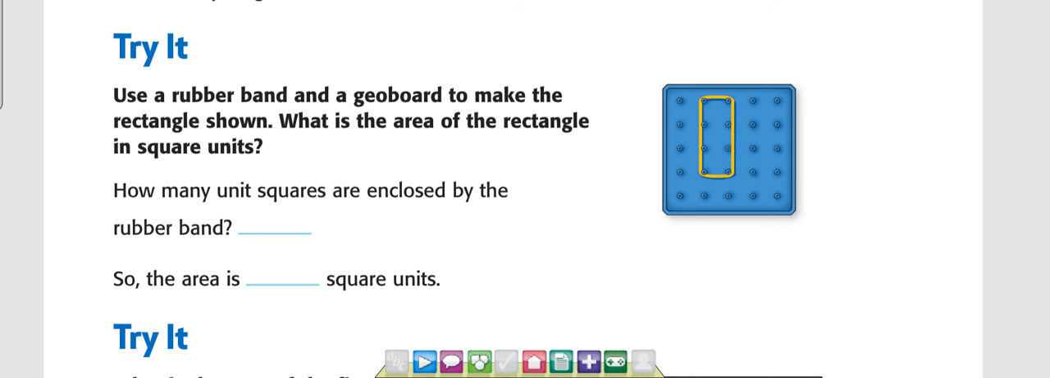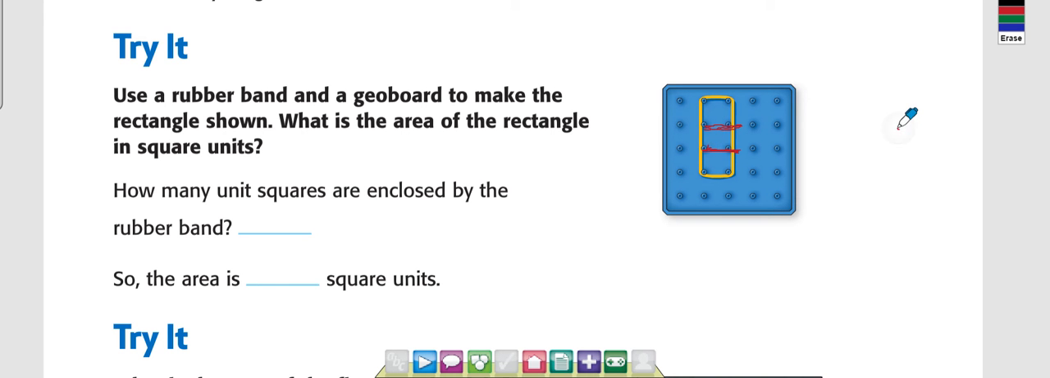So let's try it. Here we have a geoboard. It says use a rubber band and a geoboard to make the rectangle shown. What is the area of the rectangle in square units? Now, I have the lines on the outside, so I need to make the other squares, right? So I can go across like this and across like this.